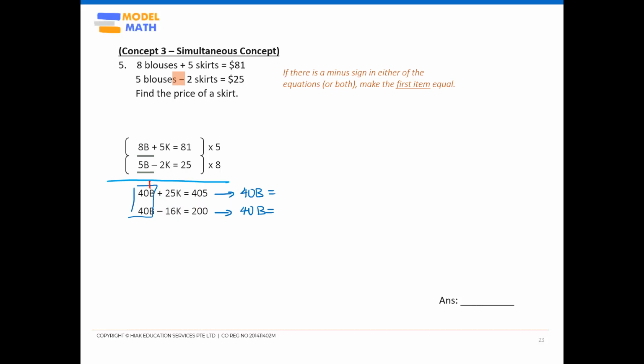I hope you all remember part plus part gives you whole, right? So now if I want to make the part alone on the left-hand side, you see 40b is the part, right? What should I do with whole and part? Basically, part equals the whole minus the part. So that means 405 minus 25k.